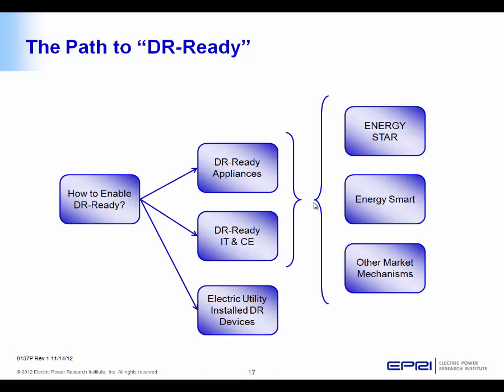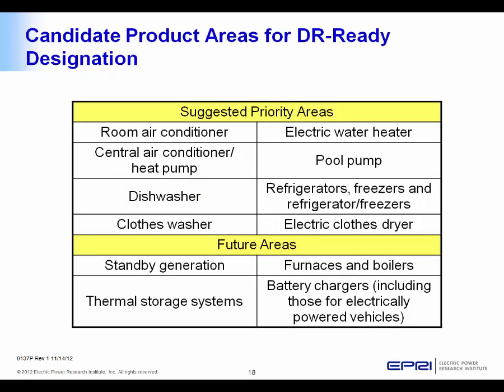One is to modify the Energy Star program that we now see labeling many of our appliances and devices in the home, and have them modify their program so that they include the necessity to be DR ready, develop a separate Energy Smart kind of program, or pursue some other kind of market mechanism.